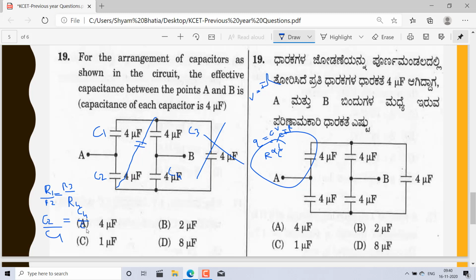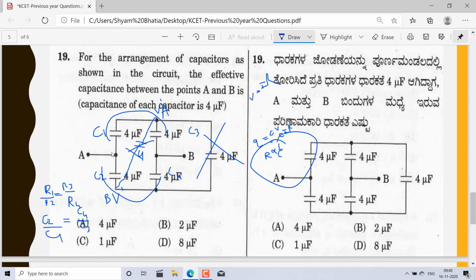And here you can balance that, because 4 by 4 and this 4 by 4, so this is the 4 microfarad. Then there is no use of it, because it will complete the V dash here, and here is also V dash, because it is the same potential, that both points have come to the same potential. So there is no charge flow between, let's say, A to B. So this is useless. So it is nothing but a series combination.